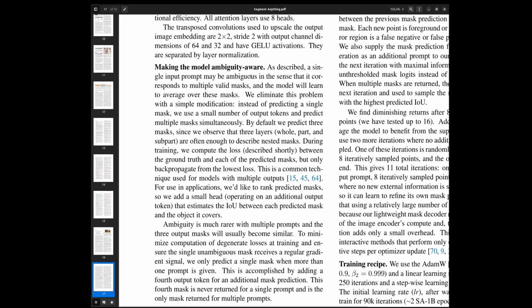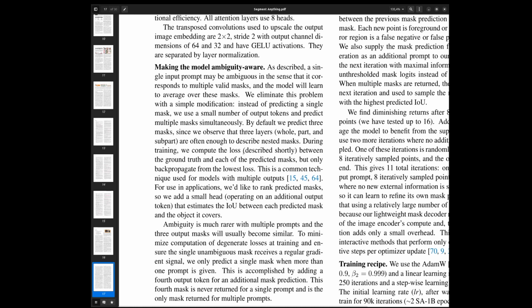A single input prompt may be ambiguous in the sense that it corresponds to multiple valid masks, and the model will learn to average over these masks. We eliminate this problem with a simple modification. Instead of predicting a single mask, we use a small number of output tokens and predict multiple masks simultaneously. By default we predict three masks, since we observe that three layers, whole, part, and subpart, are often enough to describe a nested mask.